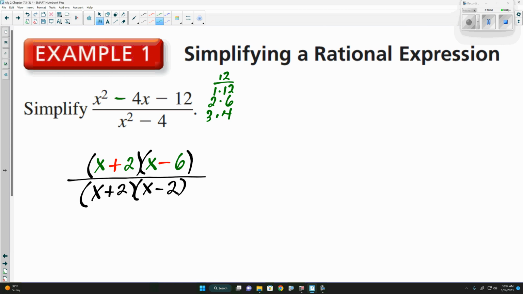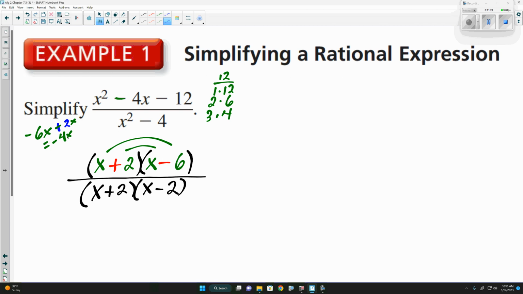And the 6 is negative, because we need that middle term to be negative. So most likely this is going to be the setup. Now, for these here, we can check it off to the side. X times negative 6 is negative 6x. 2 times x is plus 2x, which would indeed give us negative 4x. So this is the correct factors for the numerator.